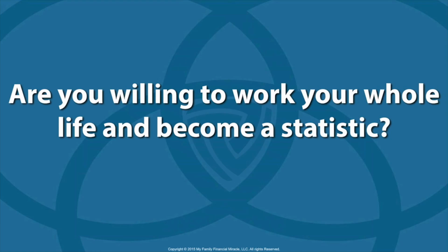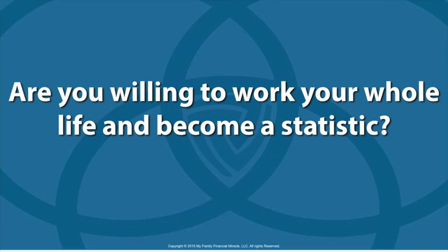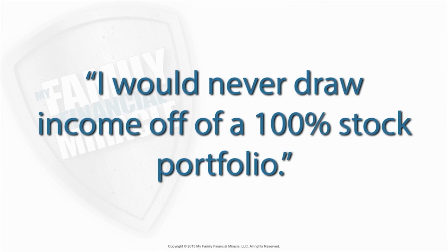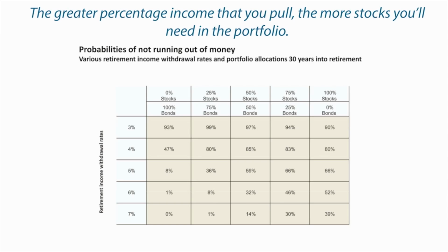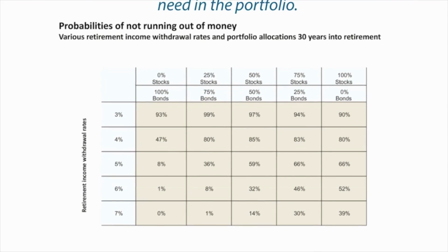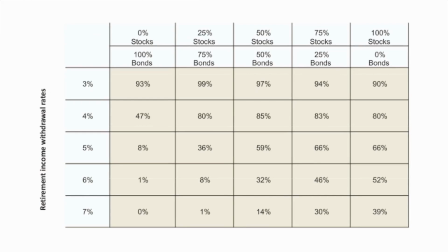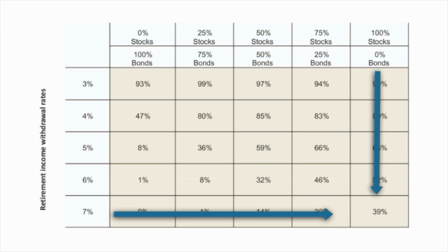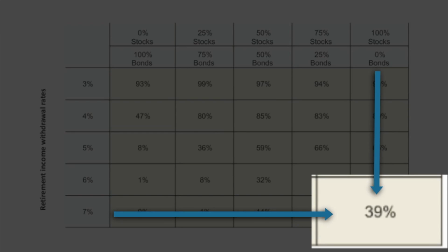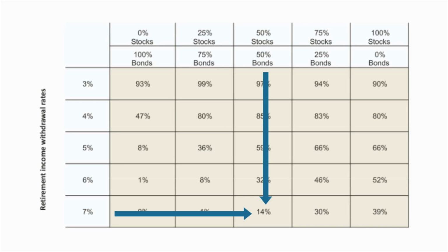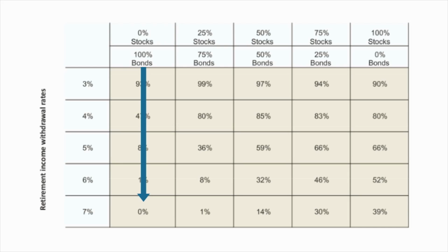Are you willing to work your whole life to save enough money to retire and then take the risk that you'll become a statistic? I know that there are some of you out there who are saying, Merle, I would never draw an income off of a 100% stock portfolio. Okay, this chart shows you that the greater the percentage of income that you pull, the more stocks you'll need in the portfolio to have a higher chance of success. Notice that the 7% withdrawal rate with the 100% stock portfolio gives us a 39% probability of making it, and a 50-50 portfolio only a 14% probability. A 100% bond portfolio has a 0 chance of success.